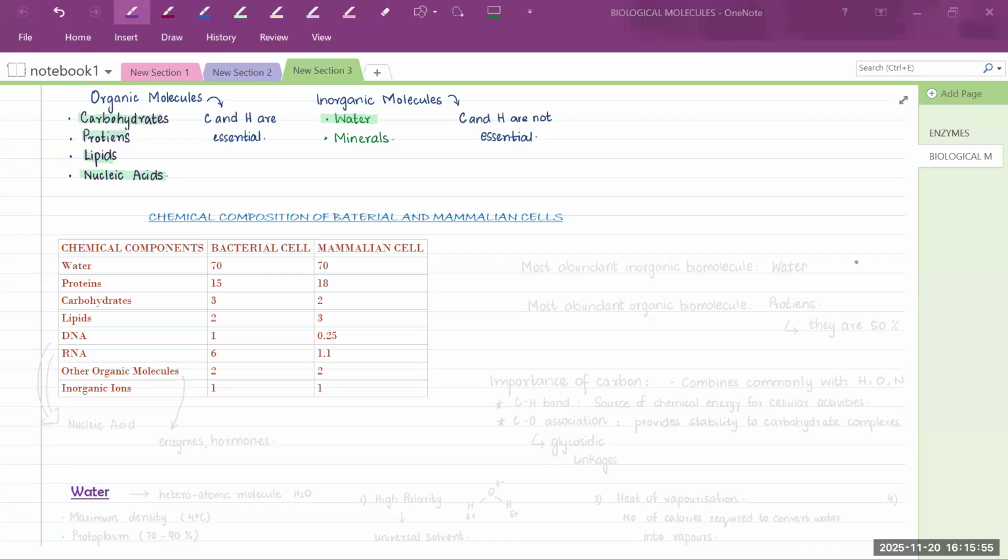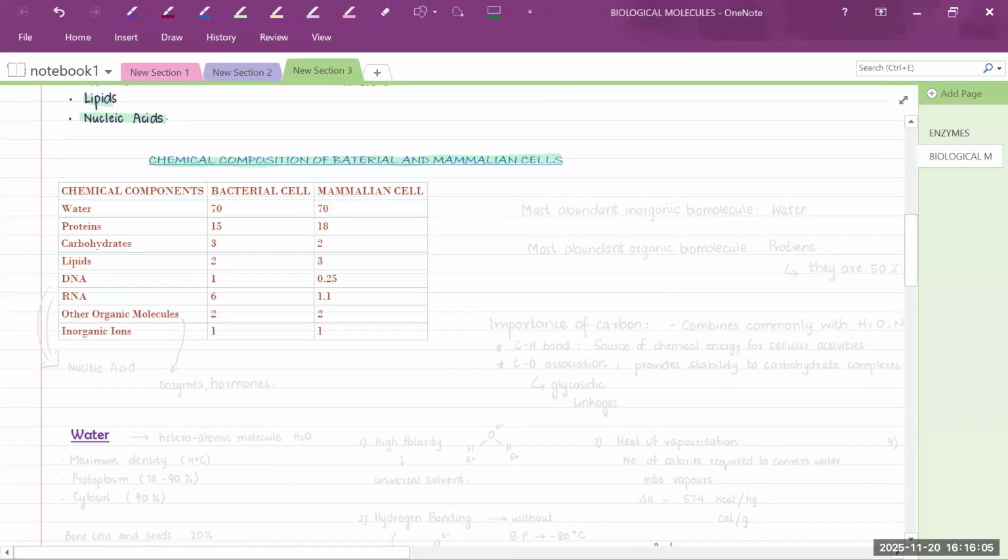Sorry for the disturbance. As I was saying, this is a very important table. Some questions do come every year from this topic, so it's better to memorize it by heart.